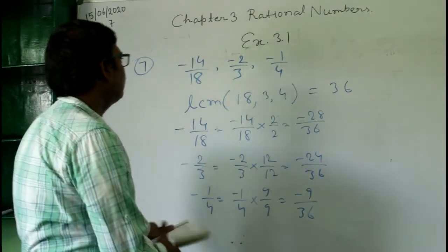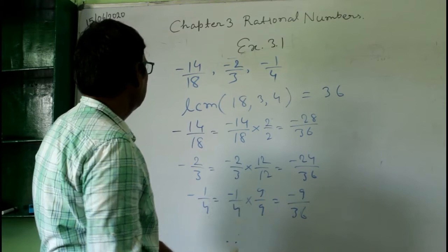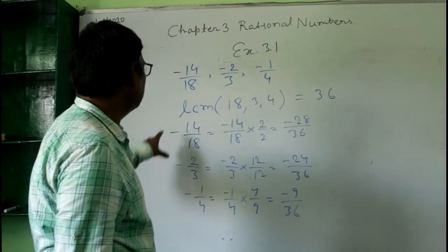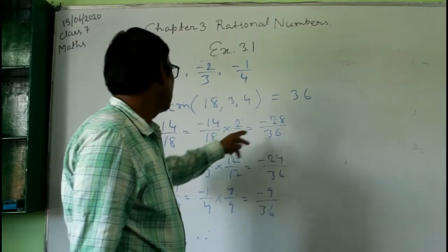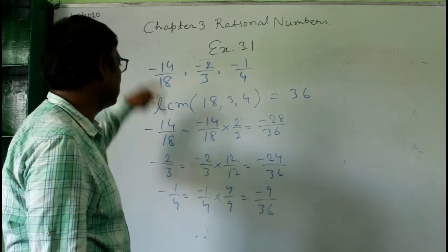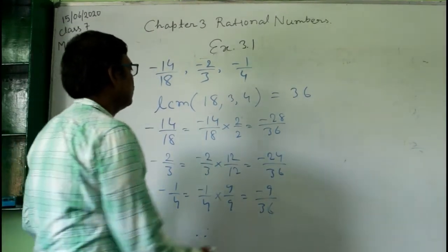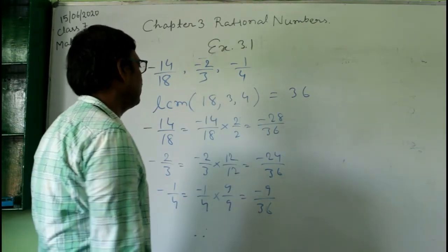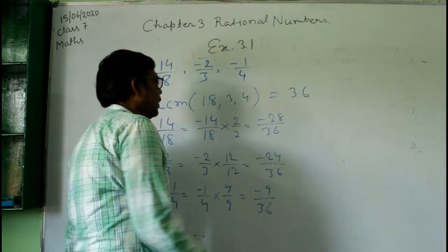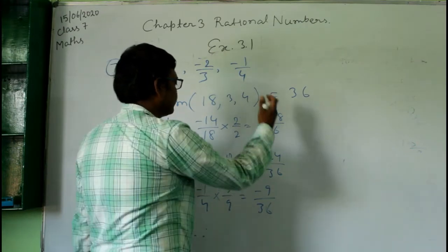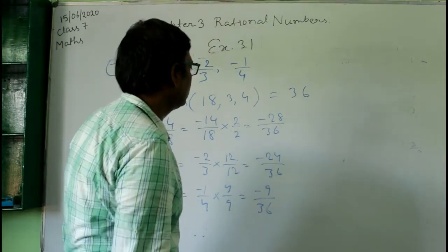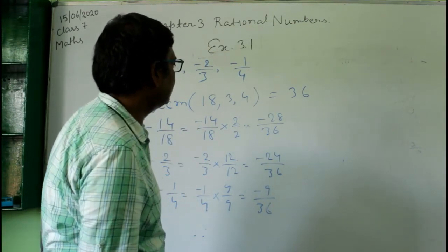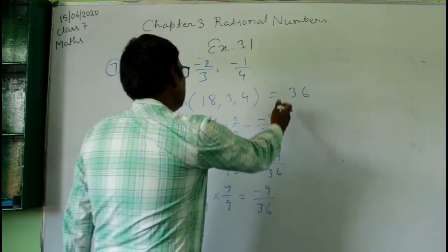So here I have found these numbers. Here I have expressed all these numbers with the same denominator. Now all these are like rational numbers because they have the same denominator. Now the comparison of these three numbers is very easy. Just observe the numerator of each number here.